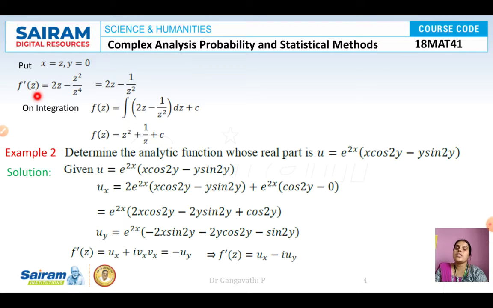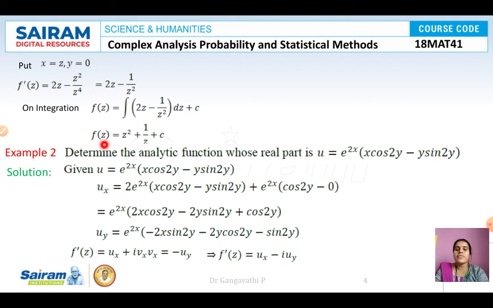On integration, so this is our f dash of z, but we need to know f of z. So the dash, that is the derivative of f, must be eliminated. The elimination of the derivative is possible only by using integration. Therefore, you can go for integrating on both the sides. Integration of f dash becomes f of z, which is equal to the integral of 2z minus 1 by z square into dz, and the constant of integration c is to be included.